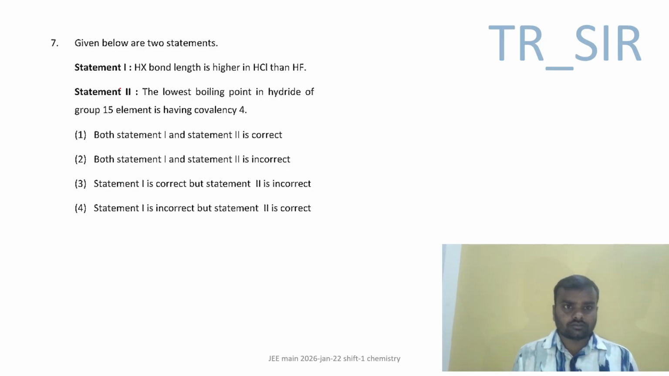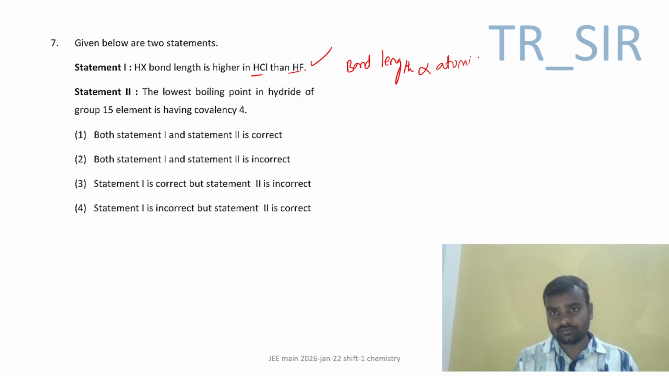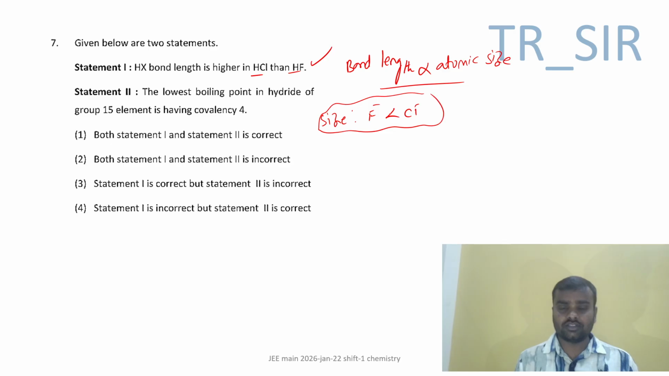Next. Statement 1: HX bond length is higher in HCl than HF. That is perfectly right. Bond length is proportional to atomic size. The more the atomic size, the more the bond length. Between fluorine and chlorine, the size of chlorine is more than fluorine. If size is more, bond length is also more. So this is the correct statement.